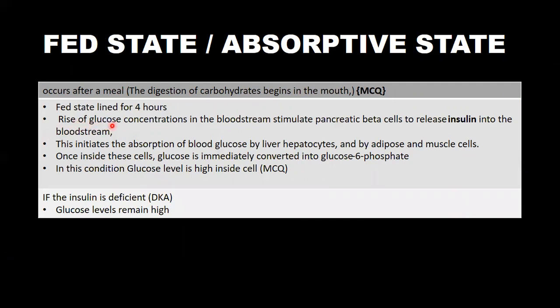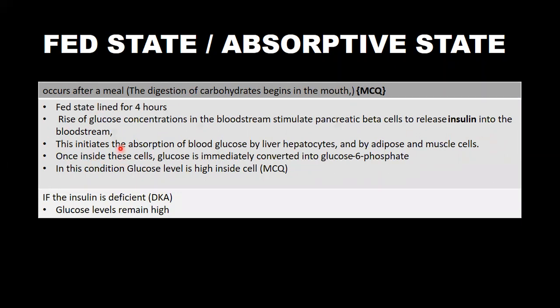The glucose concentration in the bloodstream rises, which stimulates our pancreatic beta cells to release insulin into the bloodstream. We see this in process 1. Then this initiates the absorption of blood glucose. We are talking here about how this glucose is absorbed by the liver, adipose, and muscle cells, and what their actions are, which we have seen in the previous slide.